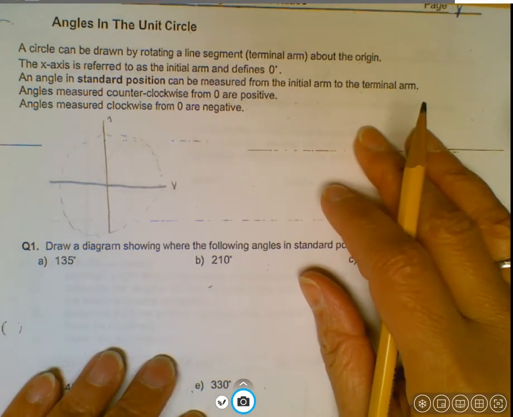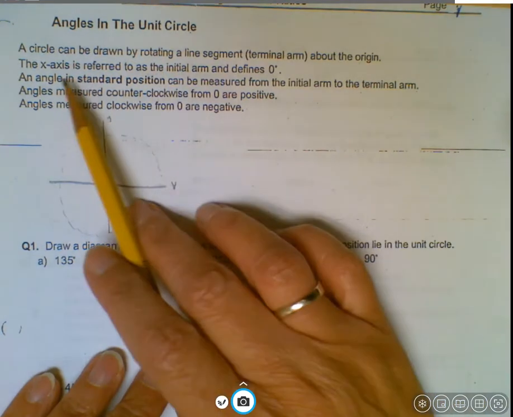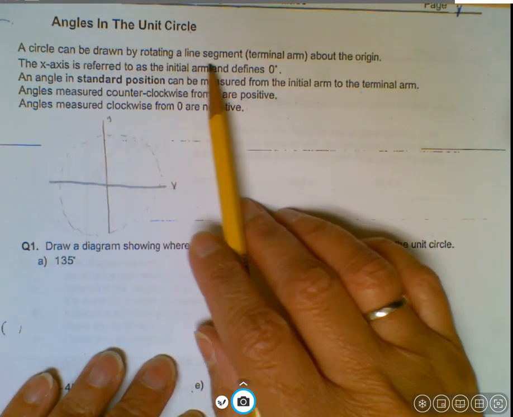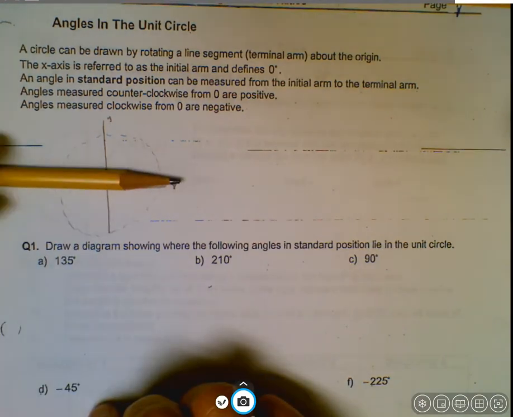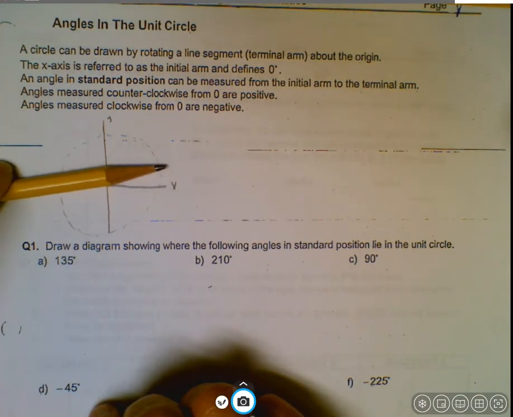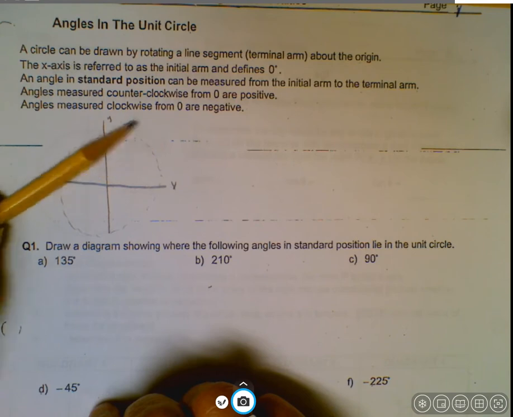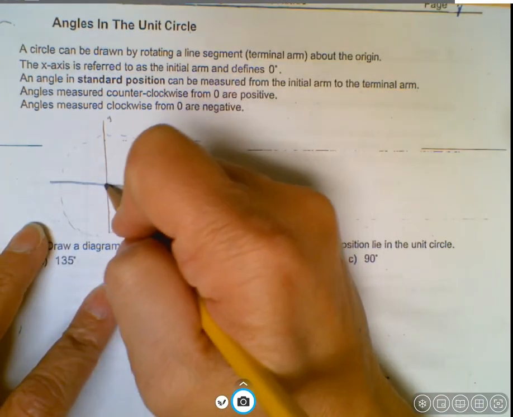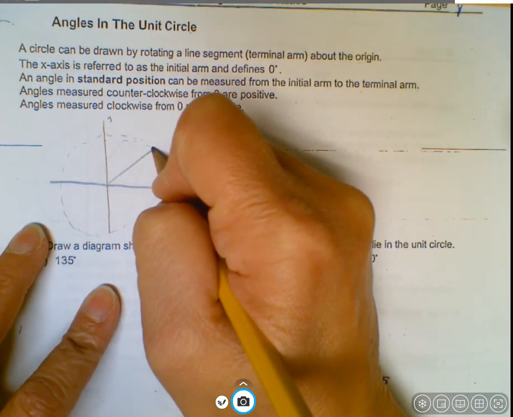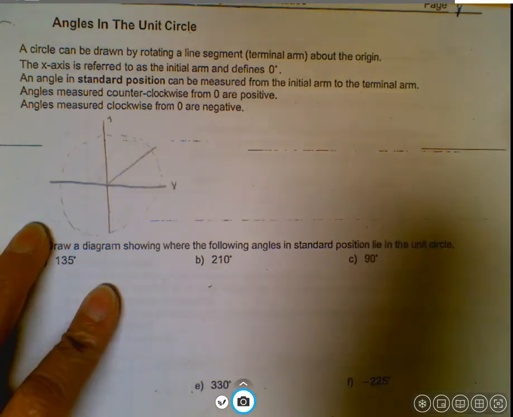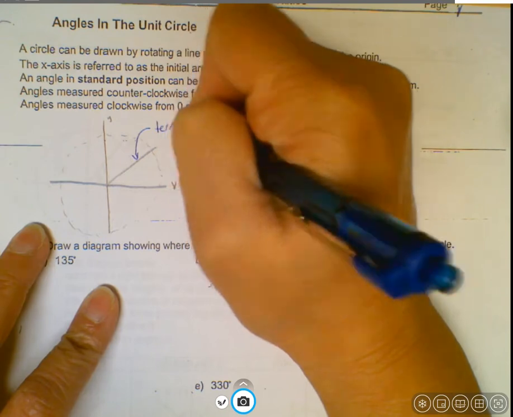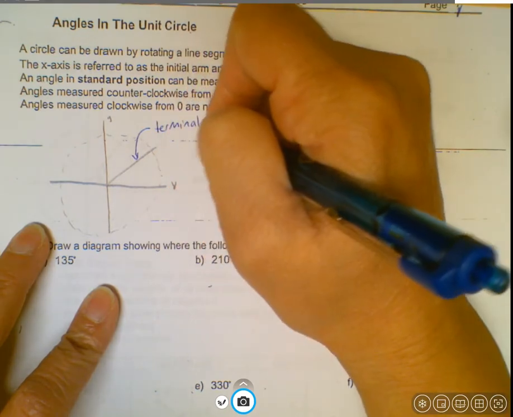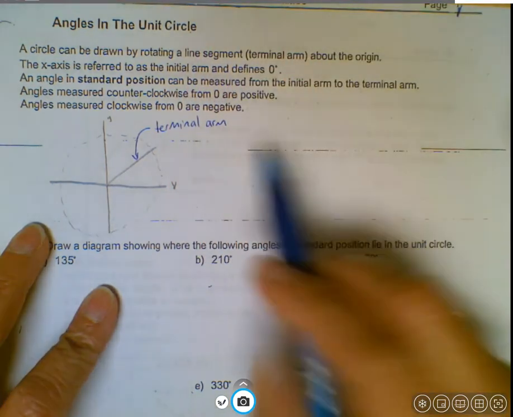First of all, a circle can be drawn by rotating a line, which is the terminal arm, about the origin. So the terminal arm is this part of my pencil that's turning, like that. It's a line that looks like this. So this is called the terminal arm. I'll tell you in a second why it's called the terminal arm.